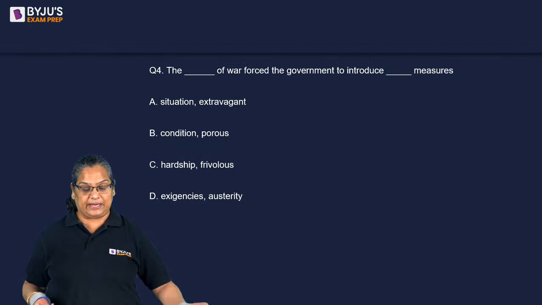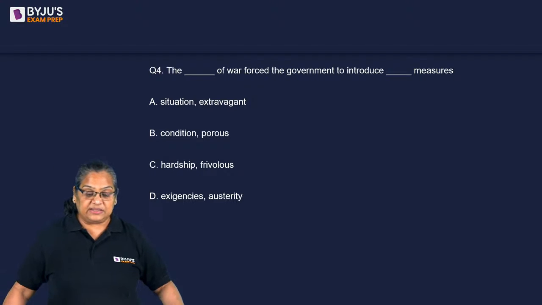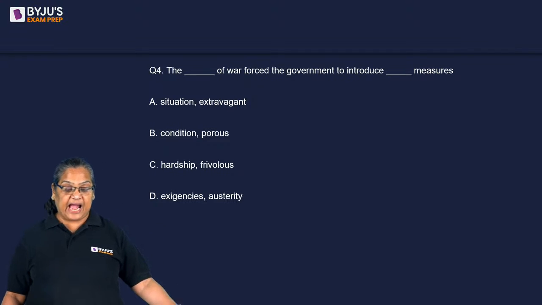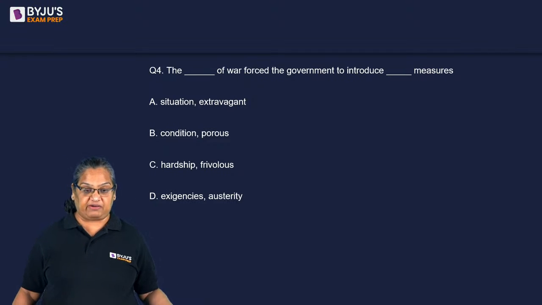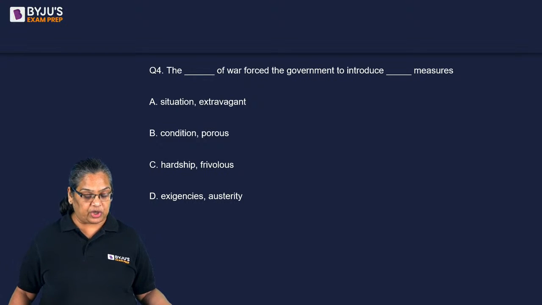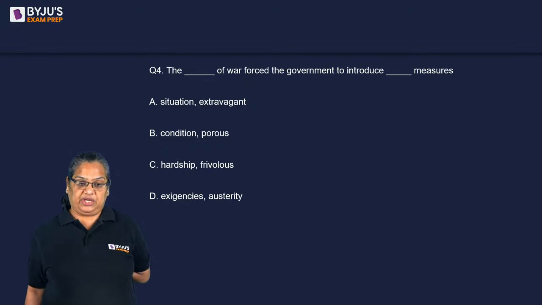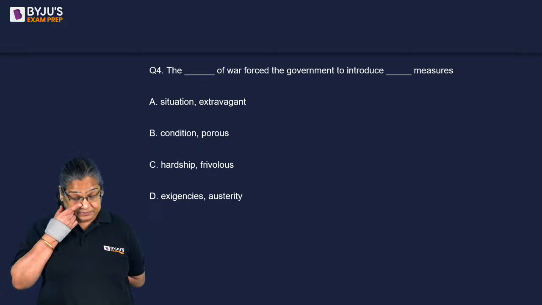Excellent. Alright, next one. The dash of war forced the government to introduce dash measures. The dash of war forced the government to introduce dash measures. Situation, extravagant measures. Condition, porous measures. Hardship, frivolous measures. Or exigency, austerity measures. What do you think would go best?